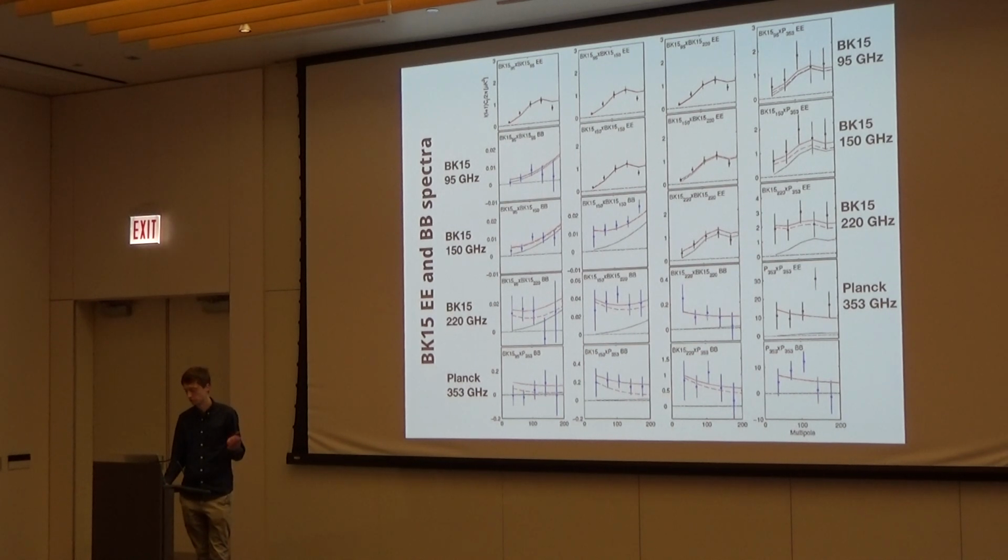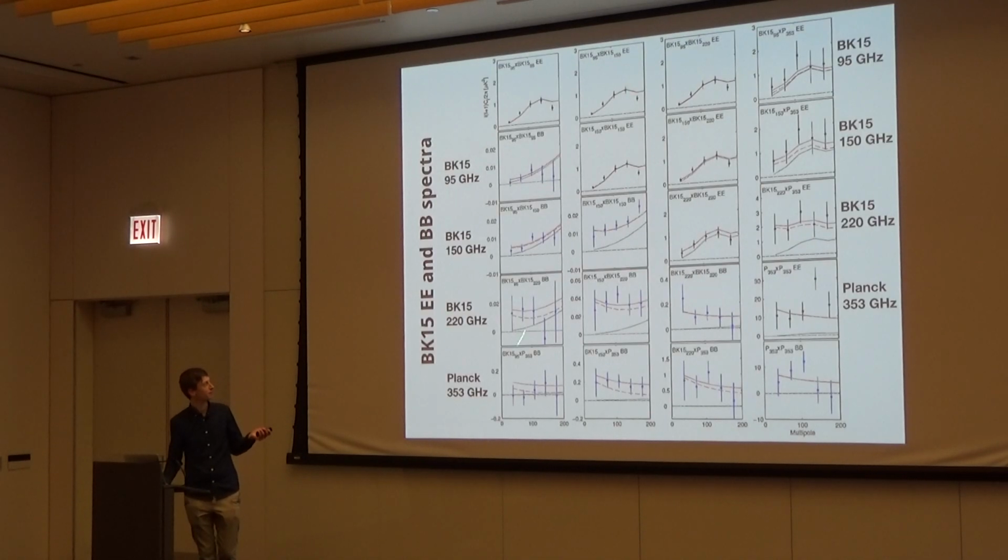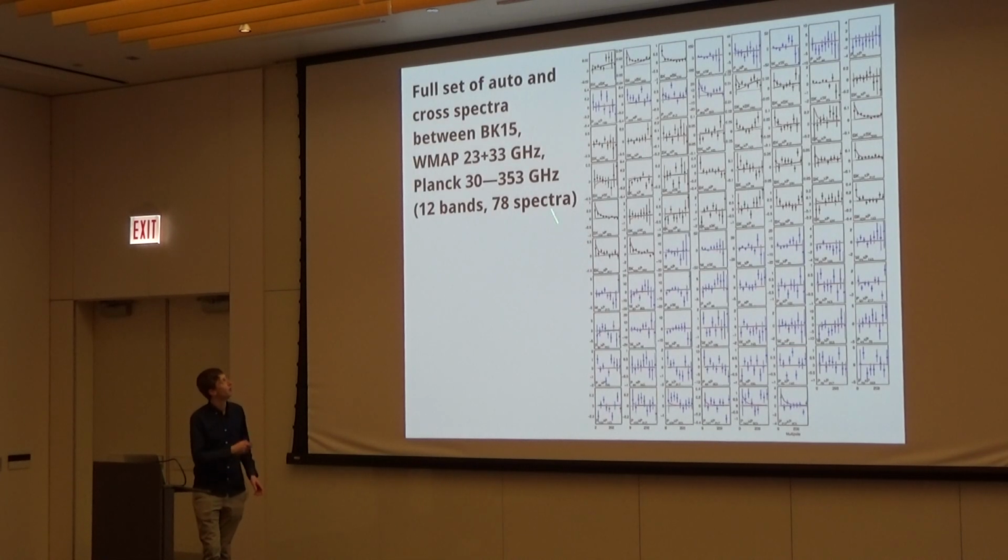So what we're going to do next is take not only those 3 BICEP Keck frequencies and this Planck high frequency map, but in fact we use those 3 BICEP Keck frequencies, 2 low frequency channels from WMAP and a total of 7 different Planck polarized channels ranging from 30 gigahertz at the low end up to 353 gigahertz at the high end. So putting that all together, you get 12 maps. Taking all of the auto and cross spectra from 12 maps, you get 78 spectra that are shown here.